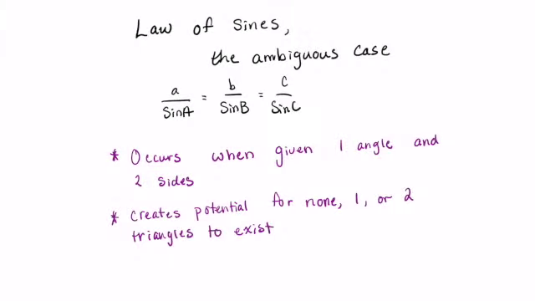In this video, we're going to look at the law of sines. However, we're going to focus on what's called the ambiguous case. And the ambiguous case comes to us when we are given one angle and two sides to solve for any oblique triangle.